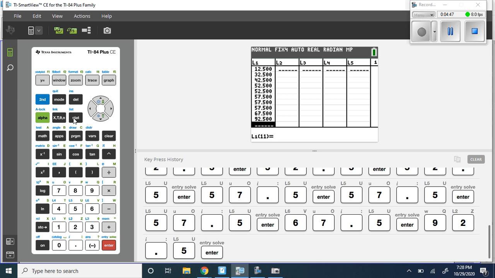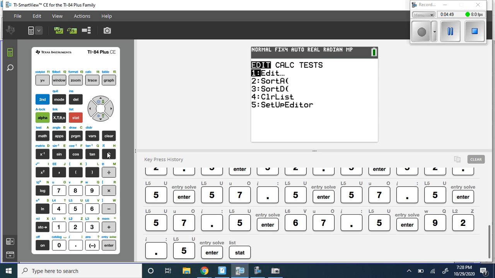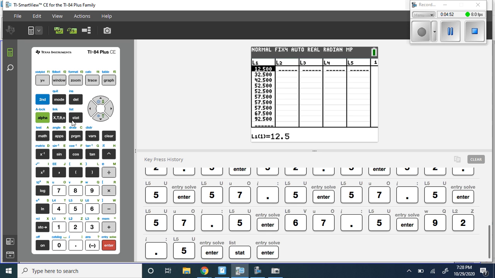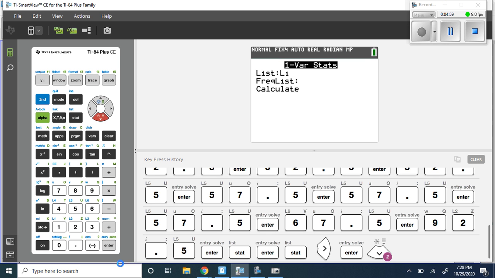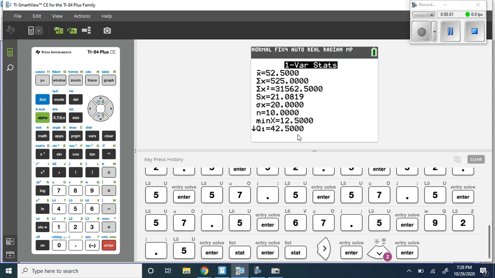So we're going to go back and hit stat. Stat, arrow to the right, and then enter. One variable statistic, right? And then hit calculate. And when we do that, we know that the mean now, X bar, is 52.5. Let's go down and get the median. The median is 55, and then the mode would be 57.5, right?